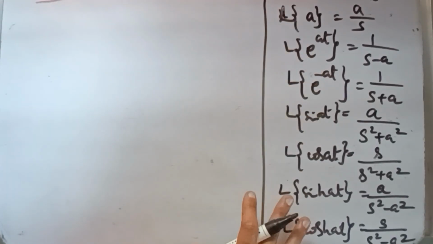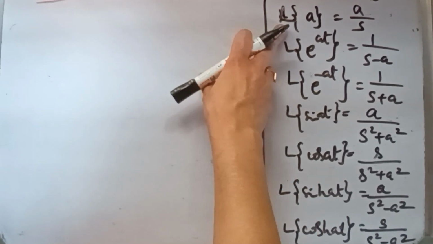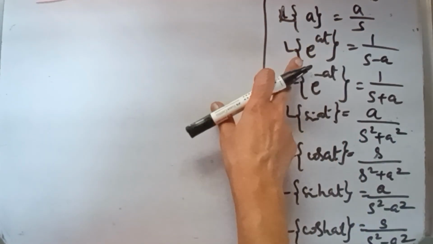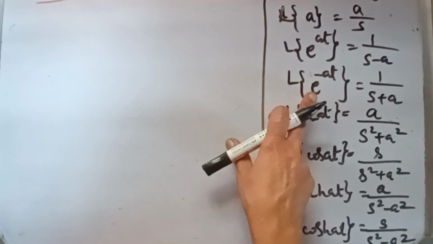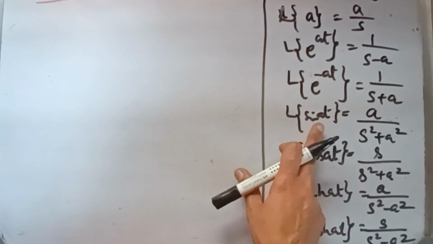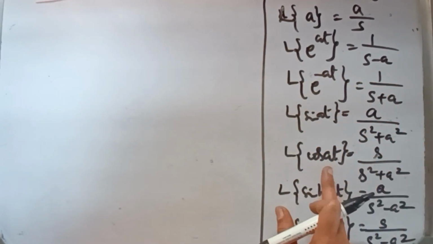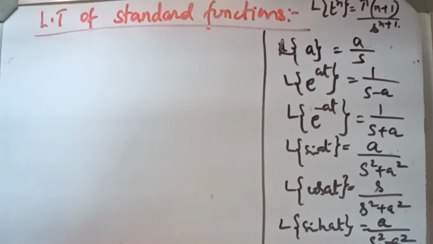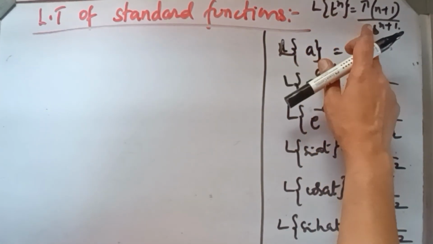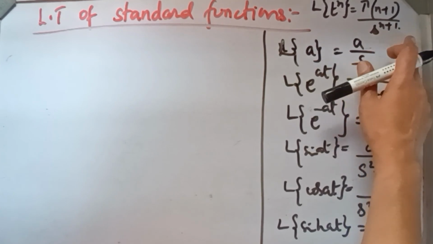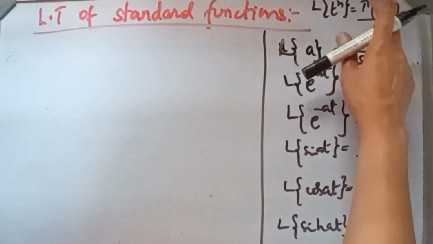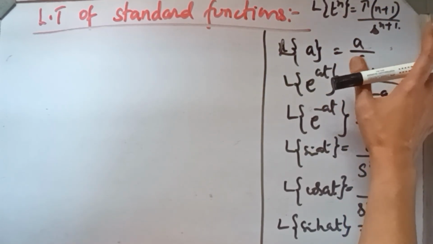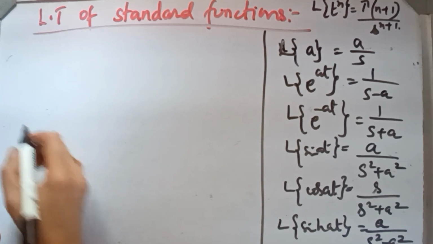So we have a list of Laplace transforms of standard functions. Laplace transform of a constant a is a by s; e power at is 1 by s minus a; e power minus at is 1 by s plus a; sin at is a by s square plus a square; cos at is s by s square plus a square; sin hyperbolic at is a by s square minus a square; cos hyperbolic at is s by s square minus a square; and the Laplace transform of t to the power n is gamma of n plus 1 by s power n plus 1. When n is a positive integer, gamma of n plus 1 becomes n factorial. Now let us take some examples.